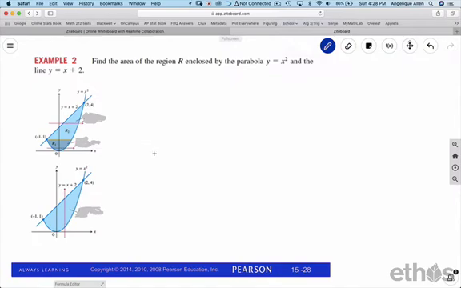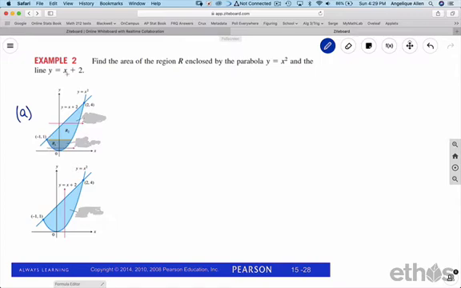So this is an example of how the order of integration is better one way than another. So in this example, first we choose to do it this way. Okay, so let's say you have your region. Find the area of the region R enclosed by the parabola y equals x squared and the line y equals x plus 2. Now this is not all that different from the last one.